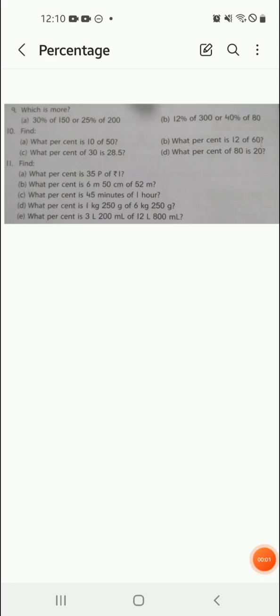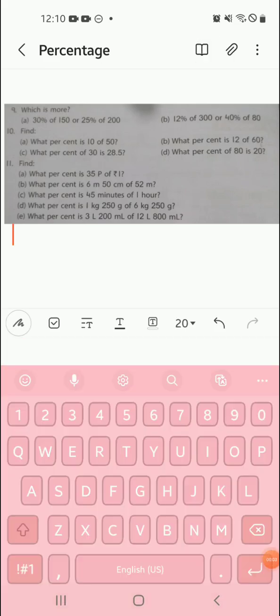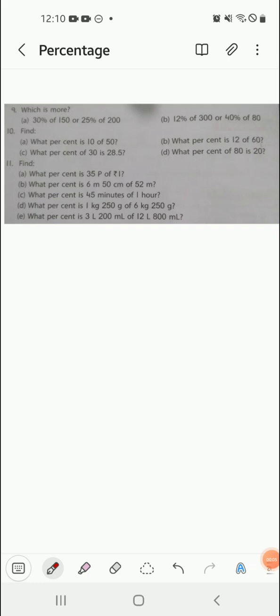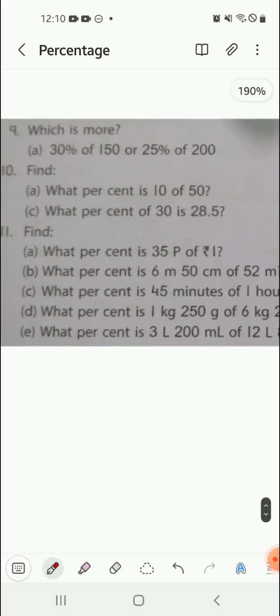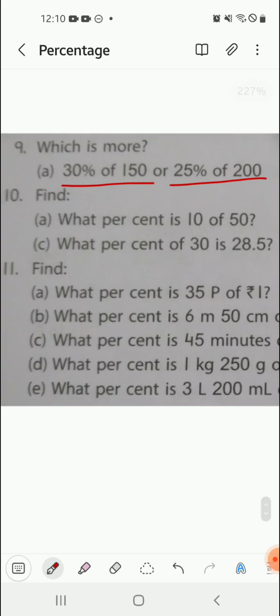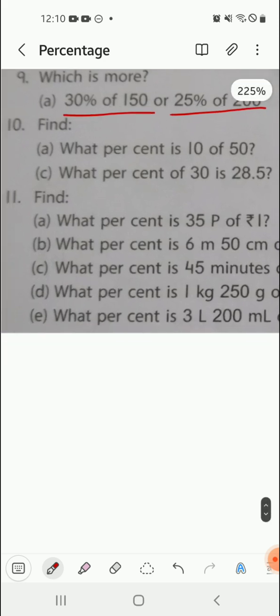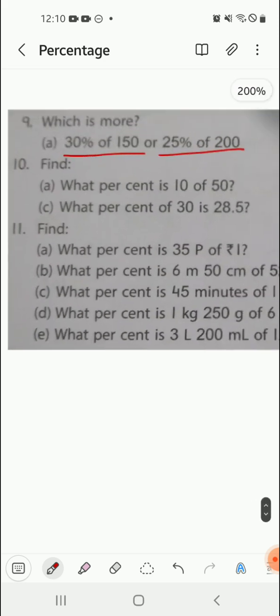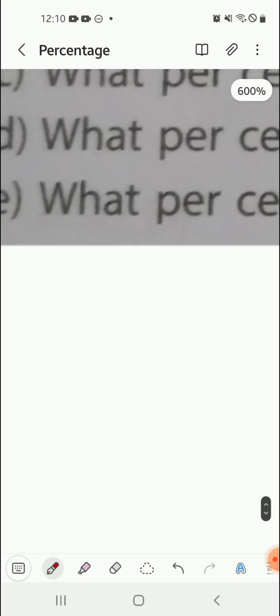In today's topic, we are going to discuss how to find a percentage of a certain number. The first question that we have is: what is more, 30% of 150 or 25% of 200? We are going to work both of these out, find the values, and check which is greater. This is numbered as 9A.